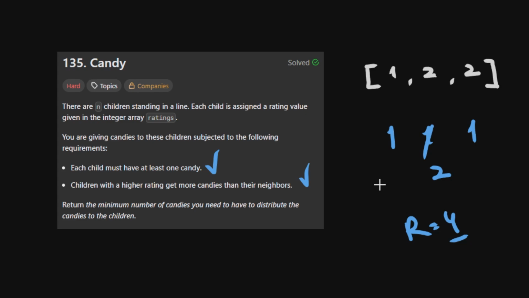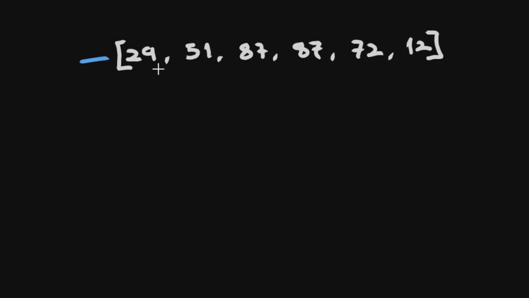Now let's see another example and how we can solve this. Let's say this is ratings, and remember that each time we are checking the neighbors for the current value. So let's say that we are here at 29, we are checking 51. If we are here in the last value, we are checking 72. But if we are somewhere in the middle, let's say we're here, we're checking 87 and 72. So let's see what happens when we try to solve this in a single for loop.